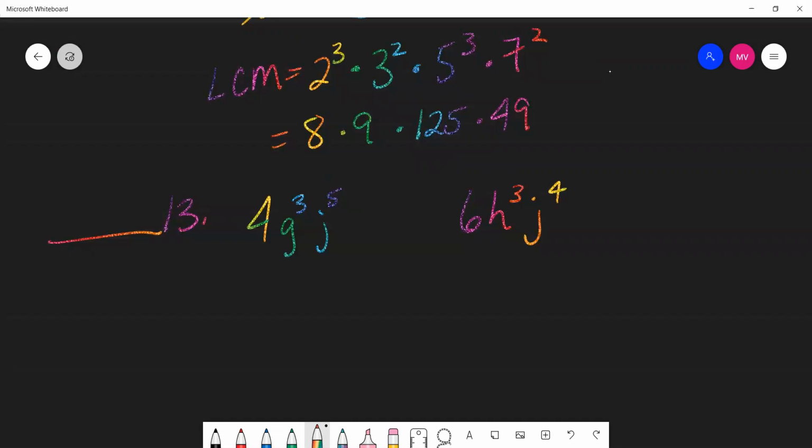Okay, 4G to the third, J to the fifth is the first number, and then 6H cubed J to the fourth. Okay, so just like we did with greatest common factor, I want to go ahead and break down my coefficient to its prime factorization. So we have 2 and 2, and we have 2 and 3.